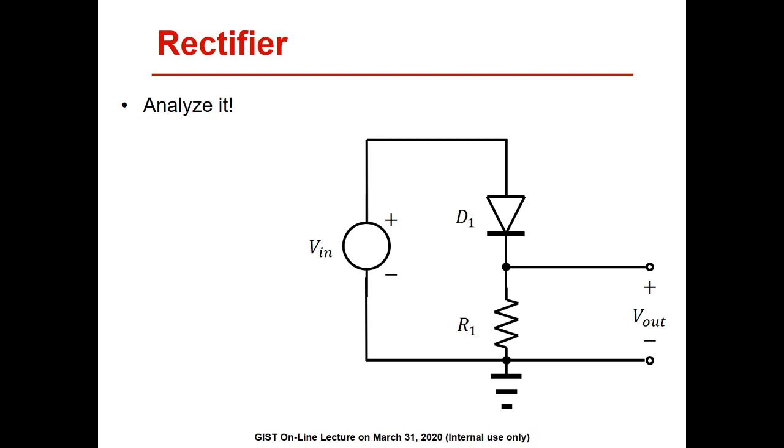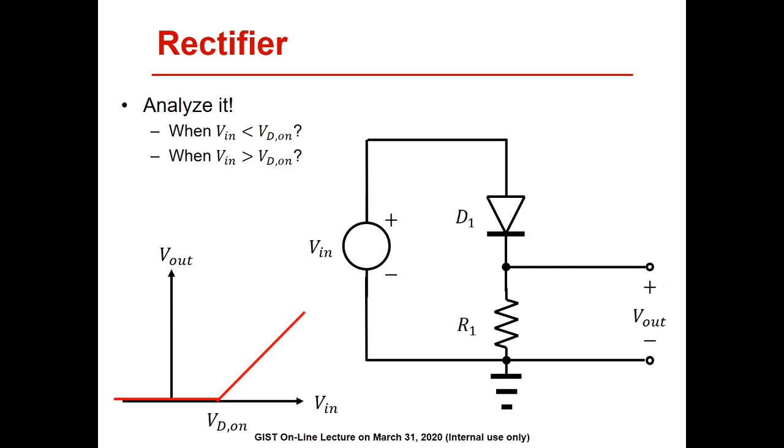When the input voltage is smaller than VD on, the diode cannot be turned on. Therefore, the output voltage V out should be 0. When the input voltage is larger than VD on, only VD on can be applied to the diode. The remaining excessive voltage should be applied to R1. We can expect the following input-output characteristics.